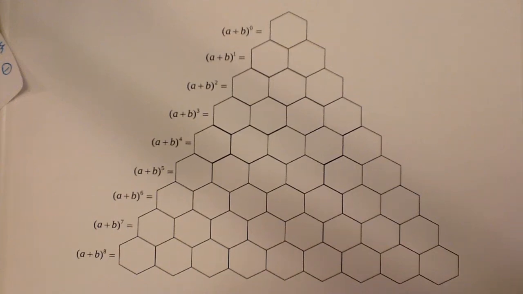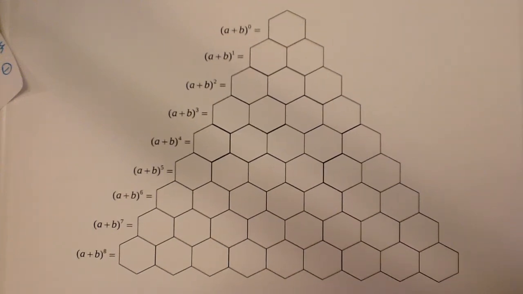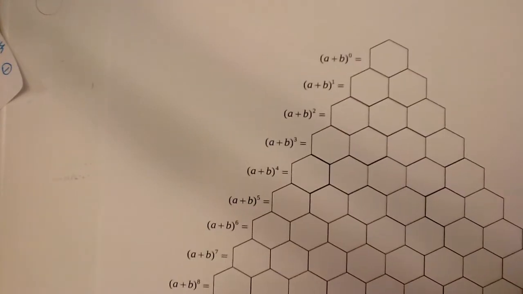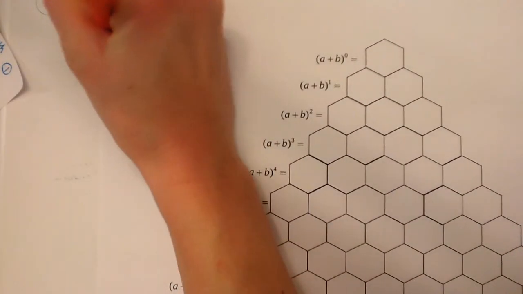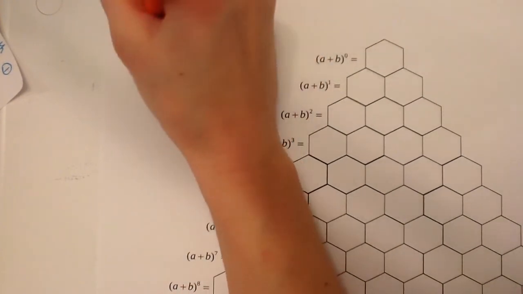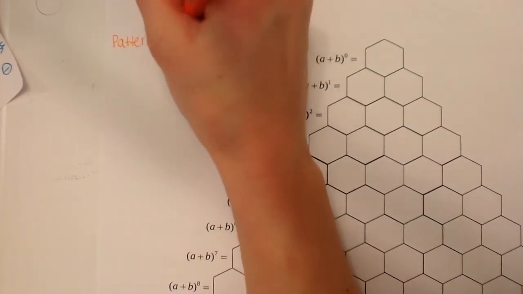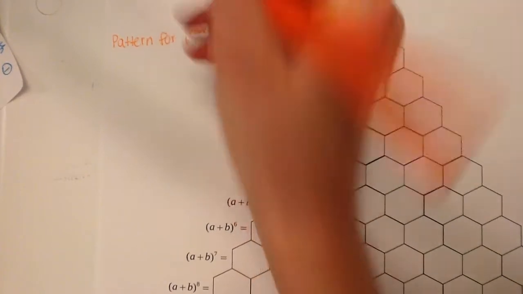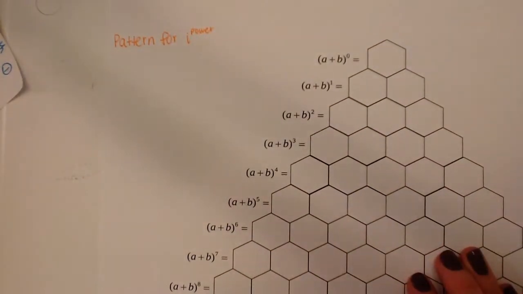We're going to talk about Pascal's triangle. Before we start with this lovely triangle, over here to the side we're going to make a little note, something that's kind of important. We're going to talk about the pattern for when we have i to a power, because there is a pattern you can follow.